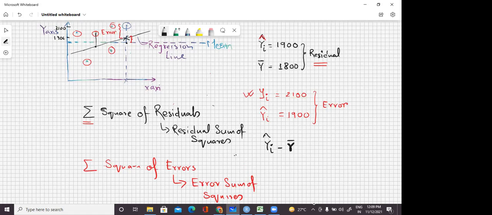So all these residuals, we will sum them. That we will call the residual sum of squares.